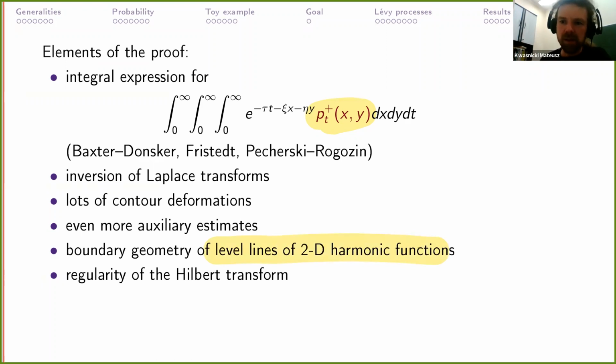Inside the domain, they are analytic, but near the boundary, they can get rough. And some additional structure is needed in order to get what we need. And finally, at some point, the Hilbert transform appears, and we need to know that it acts nicely on Hölder continuous functions. That's another reason we need Hölder continuity of everything.